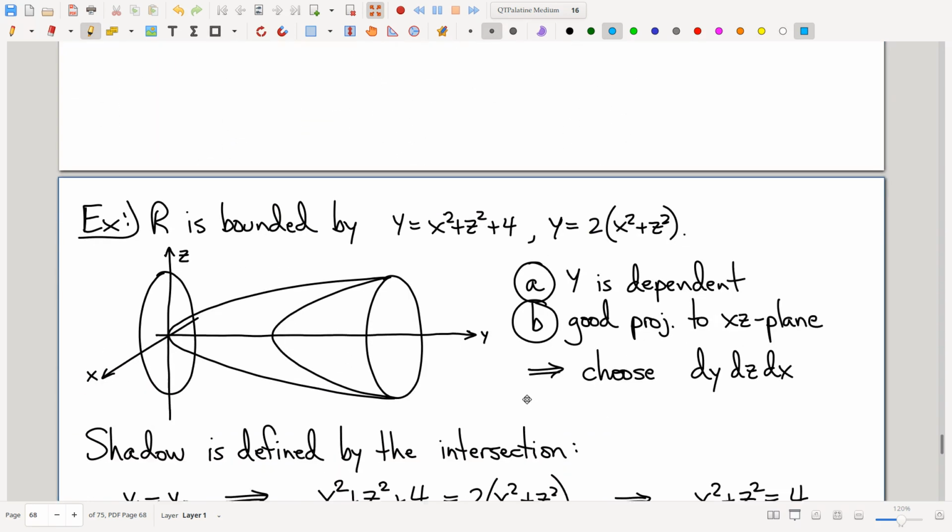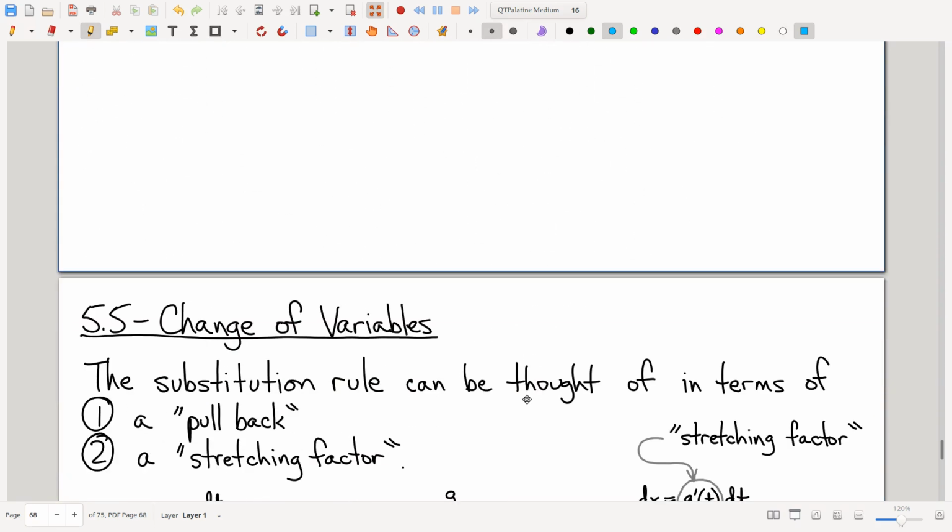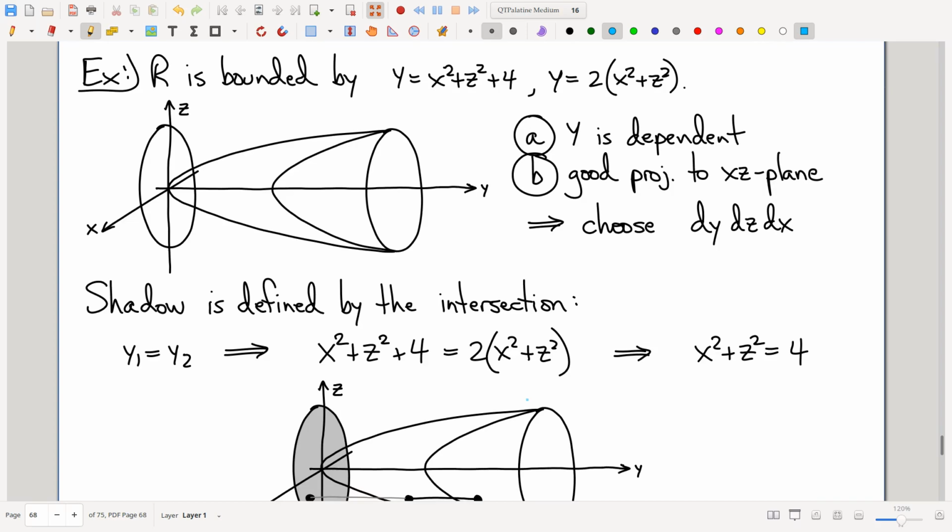Okay, I think this is the last example. Okay, so last example. This timing's going to be just fine. So this is another weird one. We've got this. Okay, that's a paraboloid.